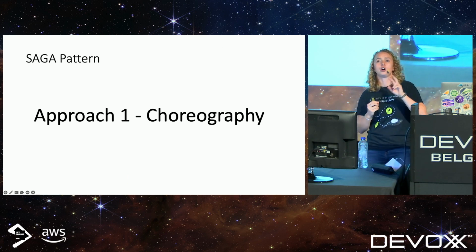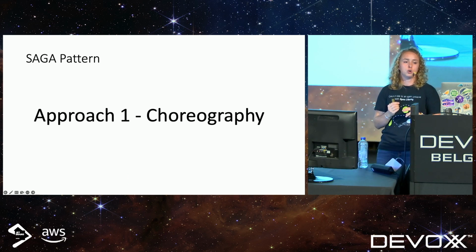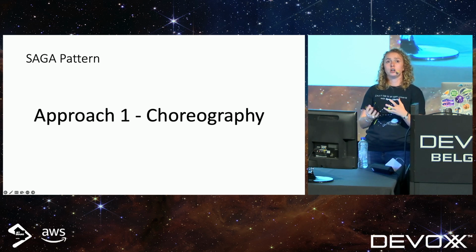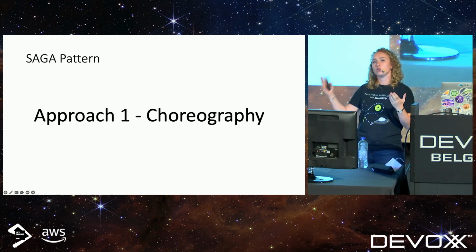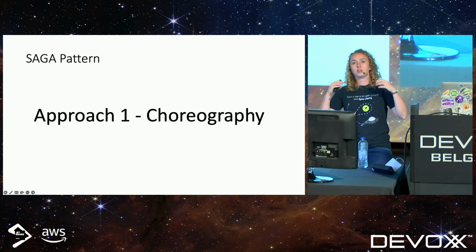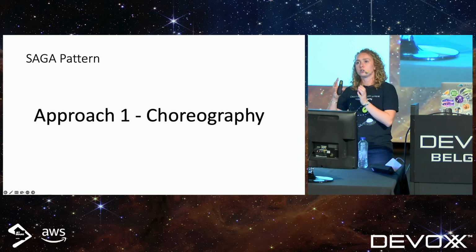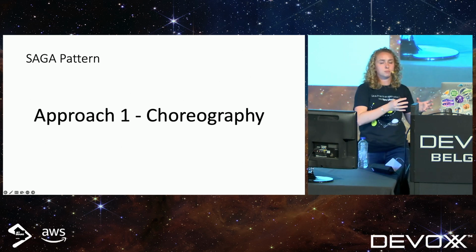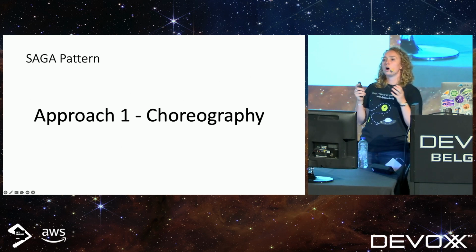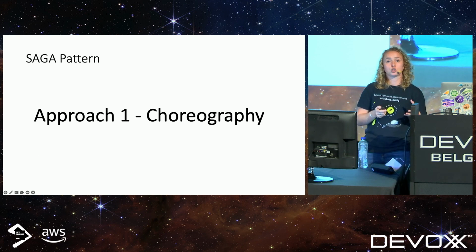In Saga, there are two different approaches that you can use in terms of coordination, because we still need that consensus. We still need all of those microservices to agree for this transaction to go ahead. It's still the same. It either goes ahead or none of them do. So there's two approaches. One is choreography and the other is orchestration.